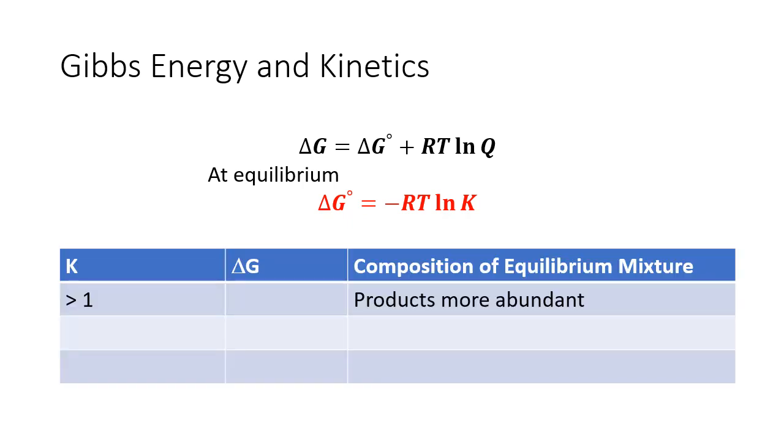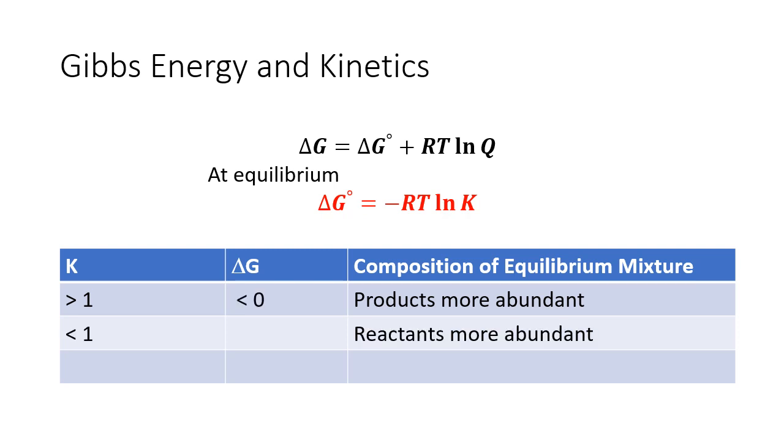If K is greater than 1, then when you plug it into the equation delta G equals negative RT ln K, the natural log of K will be greater than 0, and the overall reaction will have a negative delta G. So if the products are more abundant than reactants, then it's spontaneous. This makes sense because the forward reaction is favored. Then you would expect there to be more products proportionately.